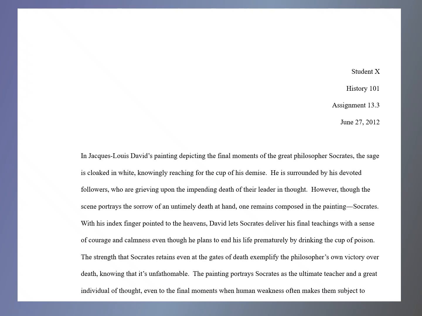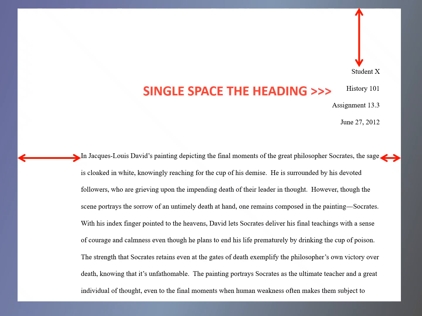Now, looking at the paper again, you will notice that the margins of the paper are very much out of whack. The left margin is over 1.5 inches from the edge of the paper, while the top margin is over 1.25 inches from the top edge, and the right margin ending near the edge of the paper. You will also notice that the heading is double spaced. That really is too much. Headings should be single spaced, although the manuals do allow you to double space them.